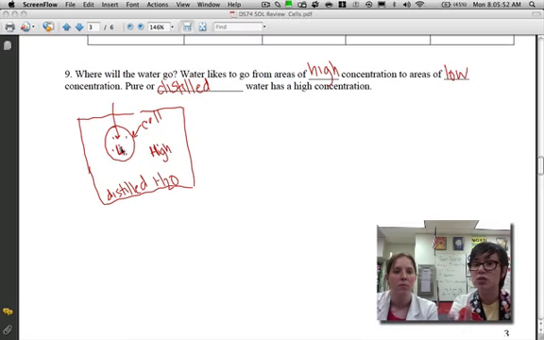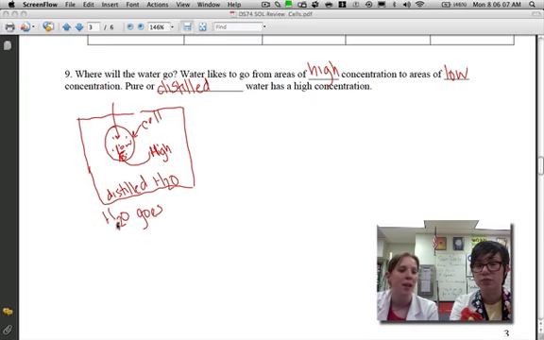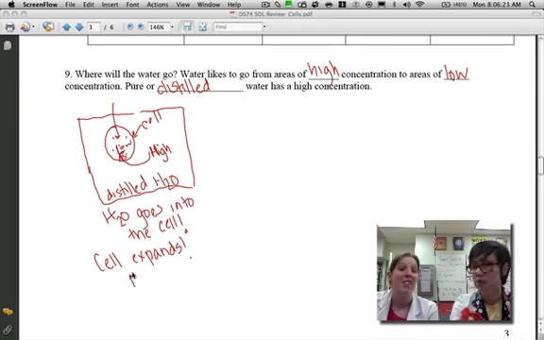Now, because water is high on the outside and low on the inside, and water always wants to be equal, which way is water going to flow? It's going to go from high to low, so it's going to go into the cell. So let's think about what would happen to a cell if H2O goes into the cell. If something is entering, the space is not going to get smaller, it's going to get bigger. So the cell is going to expand. And if the cell continues to expand, it could even burst.